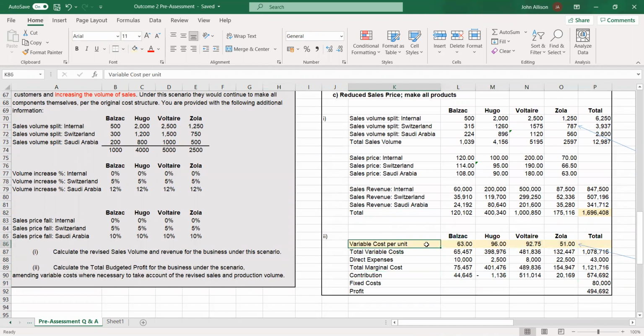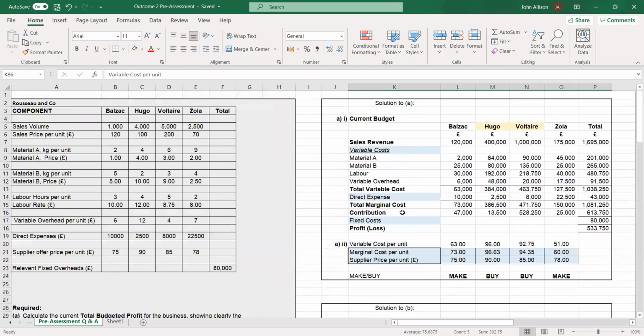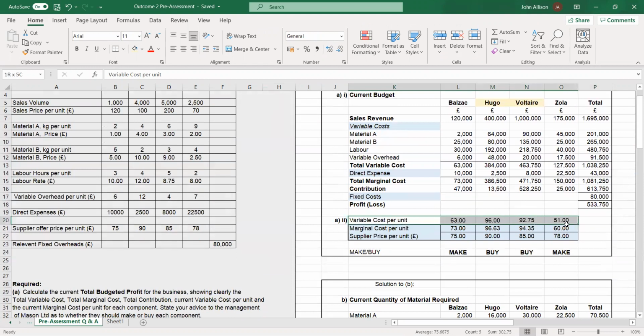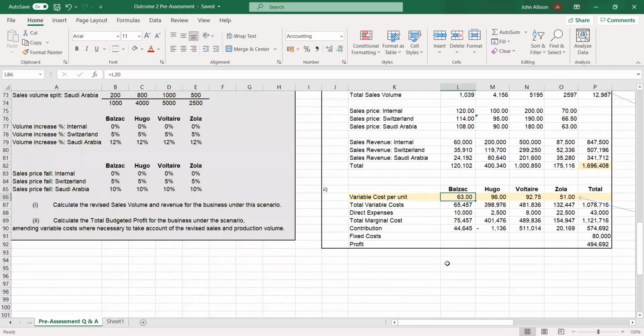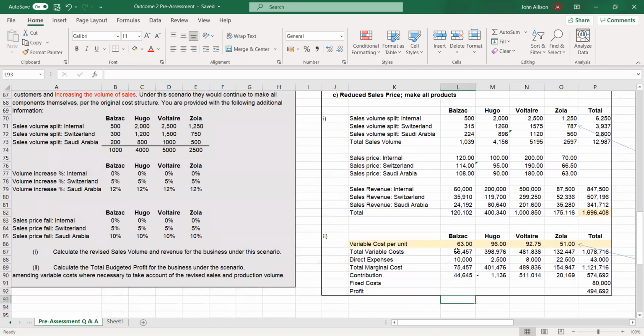To get the variable costs per unit, we calculated these way back at the start. So in part A, we calculated the variable cost per unit. We've seen it was £63 per unit for Balzac, 96 for Hugo, 92.75 for Voltaire, and 51 for Zola. So we can take these down here again. We've got the variable cost for each of the units: 63, 96, 92.75, and 51. We're going to use these to calculate the total variable cost, which is going to be the new amount that we've sold times the variable cost per unit.